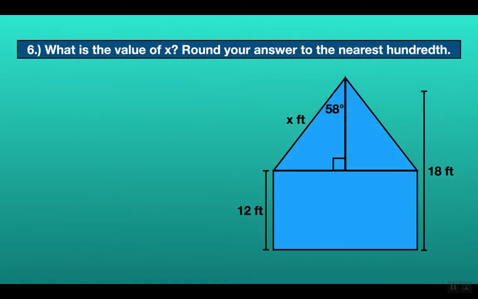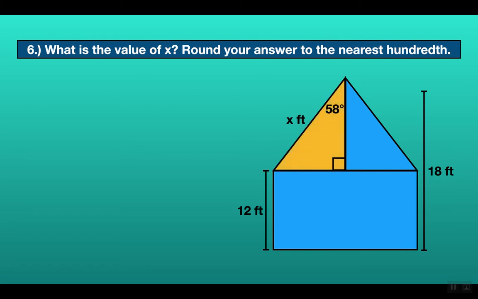All right, question number 6. What is the value of x? Round your answer to the nearest hundredth. As you could see on the top left, we have a right triangle, and in that right triangle, it shows that the hypotenuse is x. The angle measure that they're giving us is 58 degrees, and there's one more piece of information that we could figure out. First of all, here's our right triangle that we're looking at.